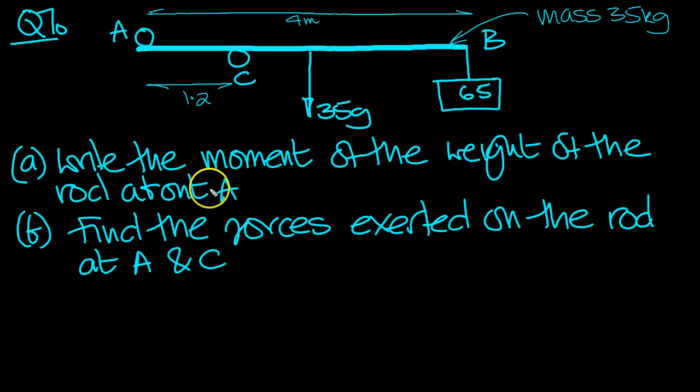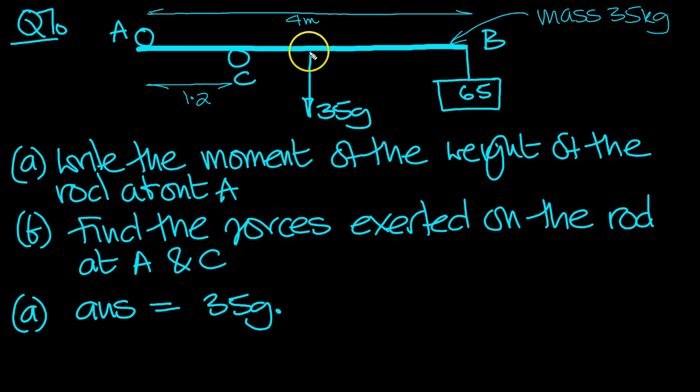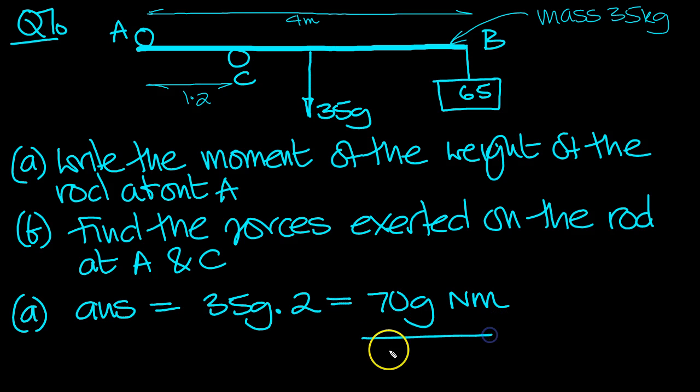The moment of the weight of the rod about A: the weight of the rod is 35 G. This distance here is 2. So the answer will be the force times the perpendicular distance from A, 35 G times 2, so that's equal to 70 G. The units are Newton meters, aren't they? Okay, so that's good. So part B now. Find the forces exerted on the rod at A and C.